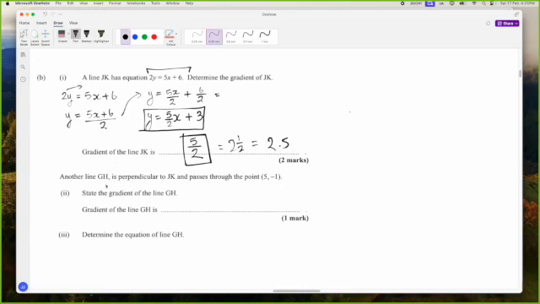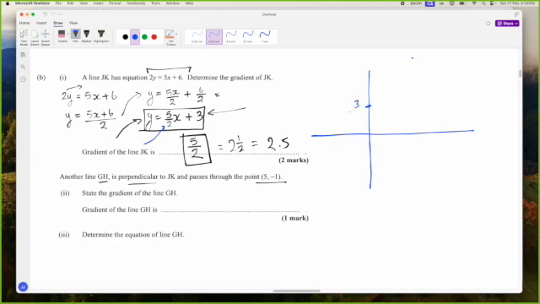All right. Another line, GH, is perpendicular to JK and passes through this point. All right. So now that I have the equation of JK, let me draw a little sketch. All right. So I don't know exactly what a 5 on 2 gradient will look like, but I know it's going to be positive, right? So a positive gradient and the y-axis cutting at 3.